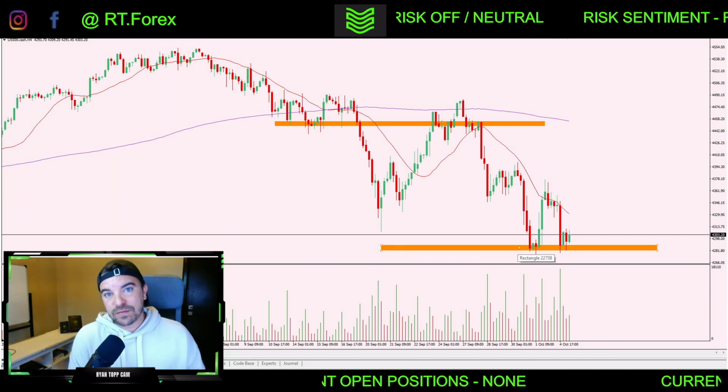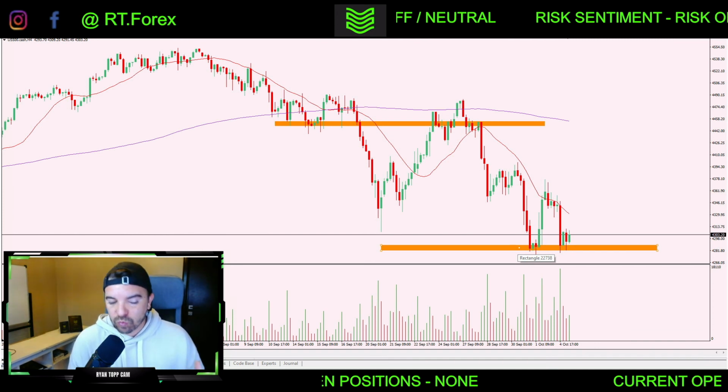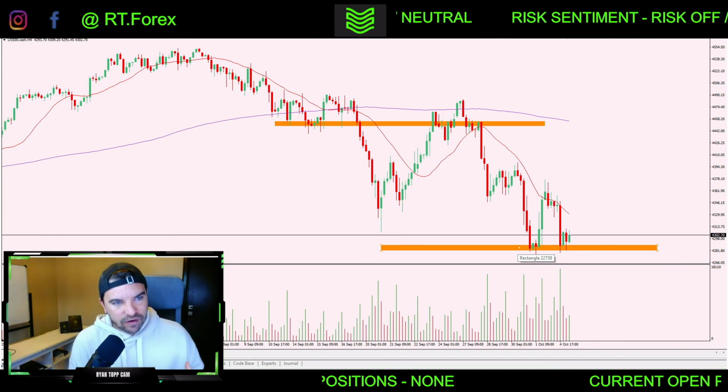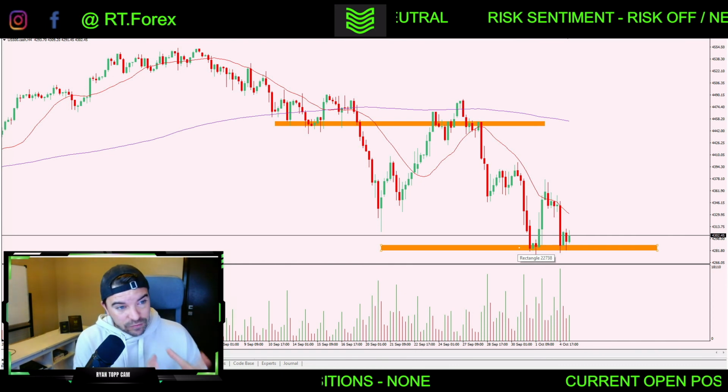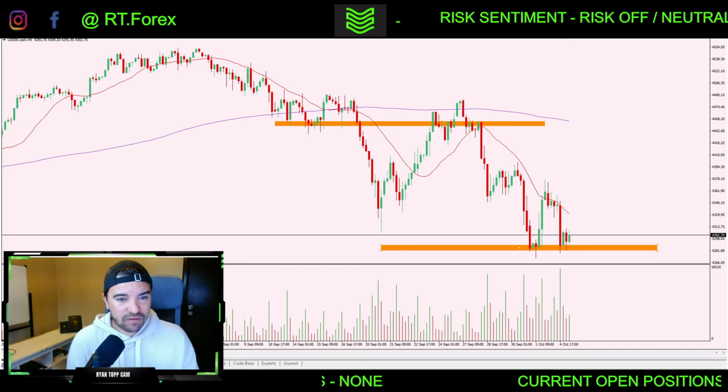So my bias for the SPX is certainly downside movement. We do have NFP coming up on Friday, which will move the markets. However, as a purely technical trader, I'm just looking at what I see on the charts, and at the moment, it certainly looks bearish. But let's have a look at a bullish scenario.